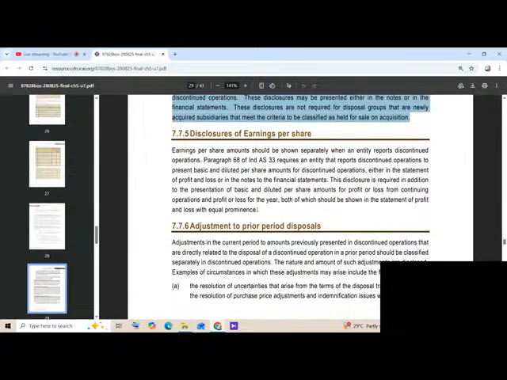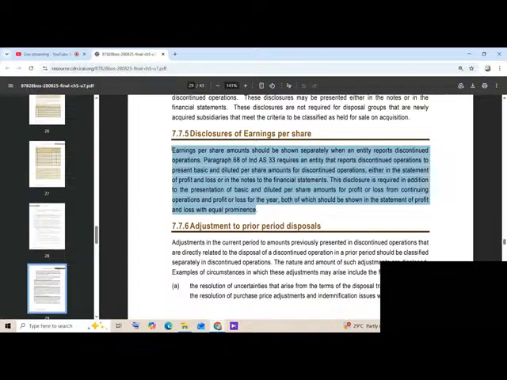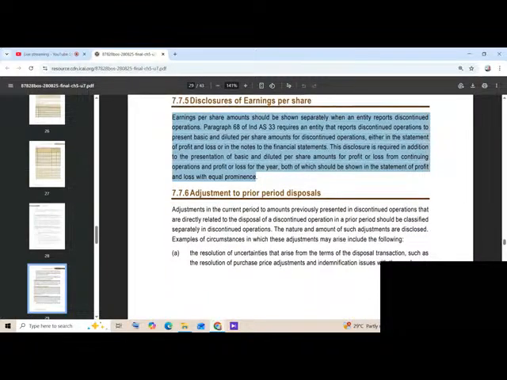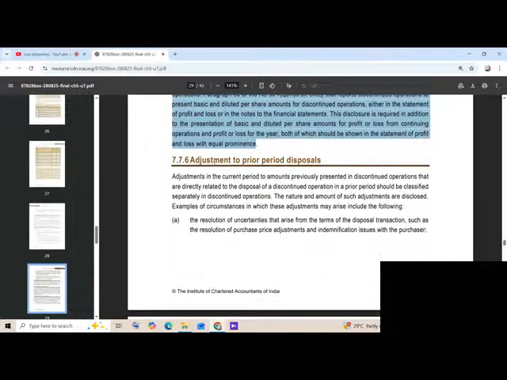Disclosure on earnings per share. EPS amounts should be shown separately when an entity reports discontinued operations. It requires an entity that reports discontinued operations to present basic and diluted per share amounts for discontinued operations, either in the statement of P&L or in the notes to the financial statements. This disclosure is required in addition to the presentation of basic and diluted per share amounts for profit and loss from continuing operations and profit and loss for the year, both of which should be shown in the profit and loss with equal prominence.